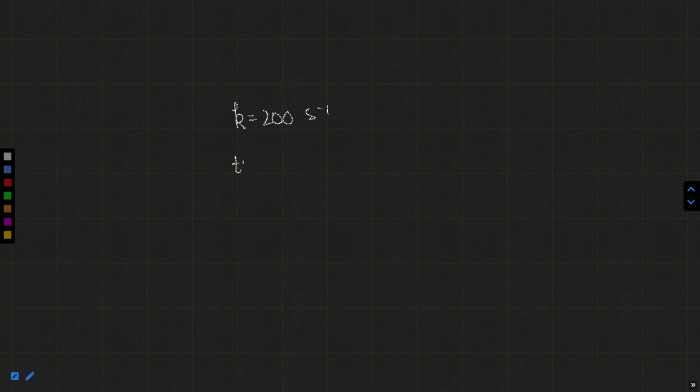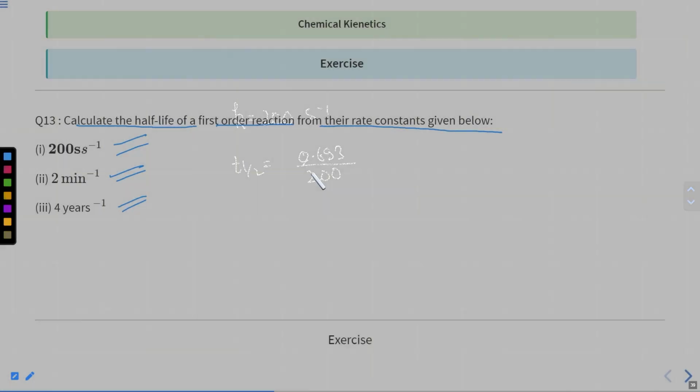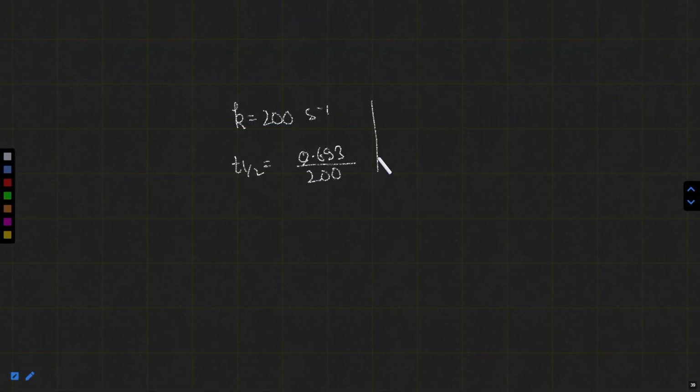Therefore T half will be 0.693 by 200 for the first case. For the second case, it is given as 2 minutes, so K is given as 2 per minute. It will give T half as 0.693 by 2. This will be in seconds, this will be in minutes.